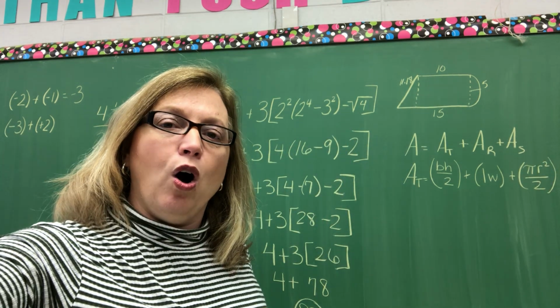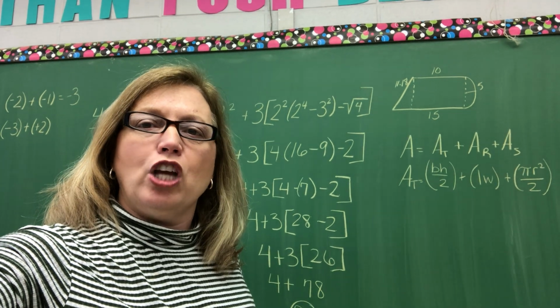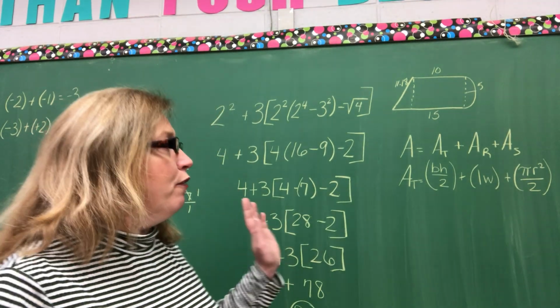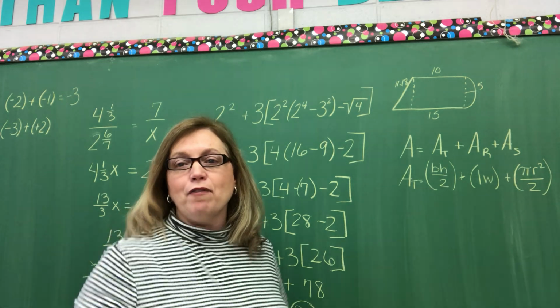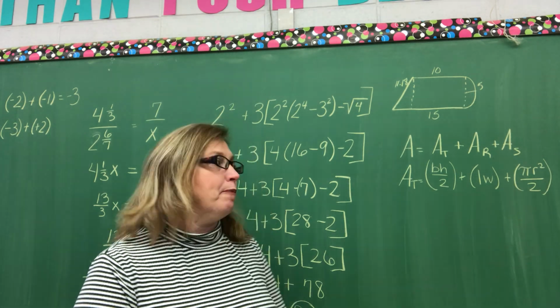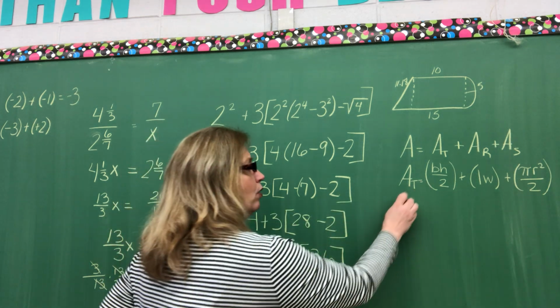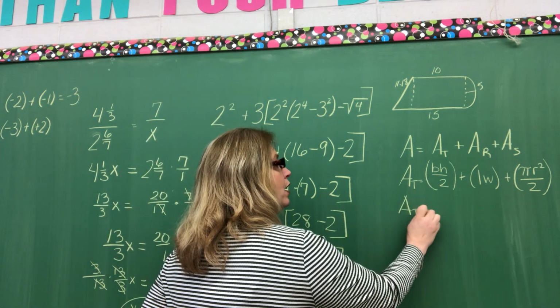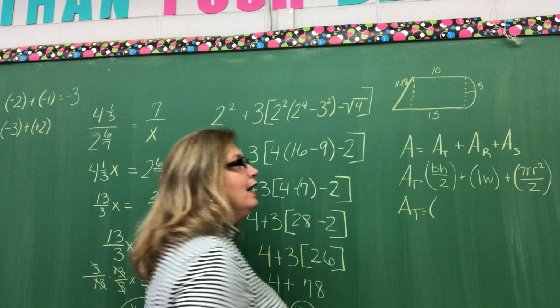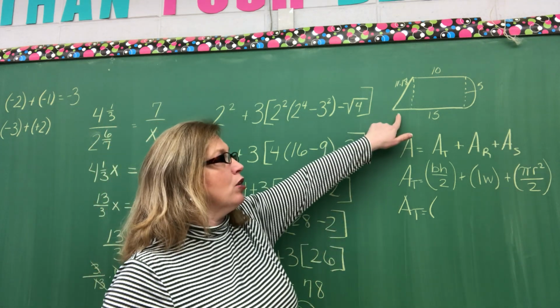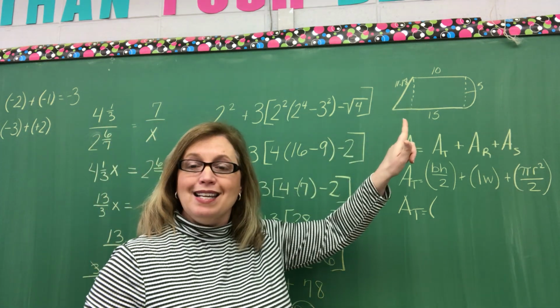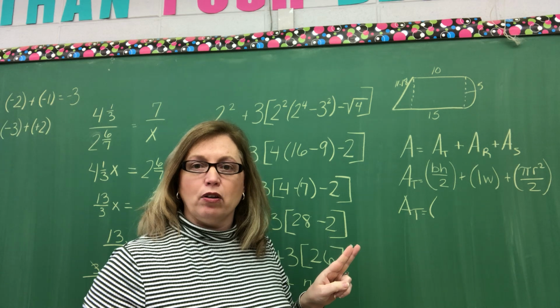Once we have that all figured out, we know which shapes we're going to use, we know the formula for each shape. All we have to do is go back and fill each one in. So let's do that. Let's look at our triangle. For our total area, here's my triangle. I need the base and the height of my triangle.